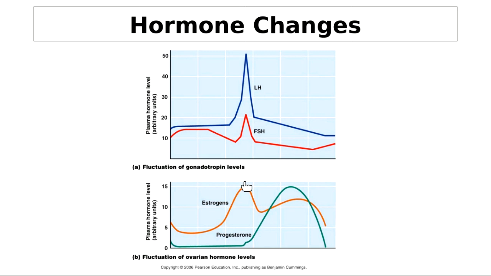You see estrogen begins to fall and progesterone levels rise. So prior to ovulation, estrogen levels are higher than progesterone. After ovulation, progesterone levels are higher than estrogen. And the progesterone is there to help continue or complete the development of the uterine lining.